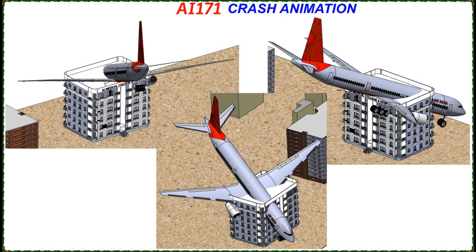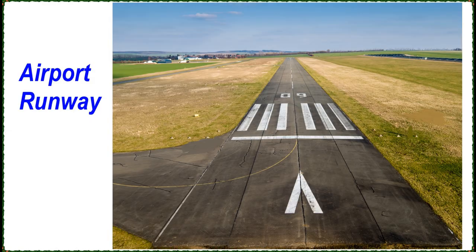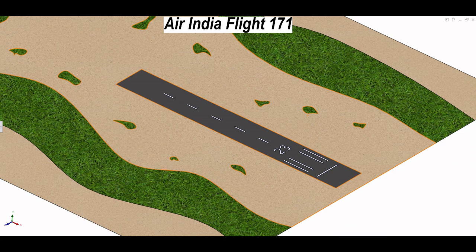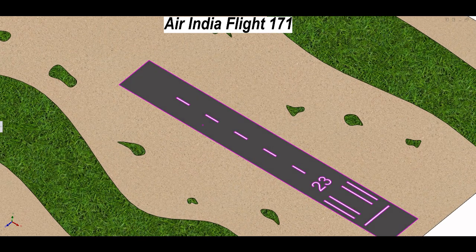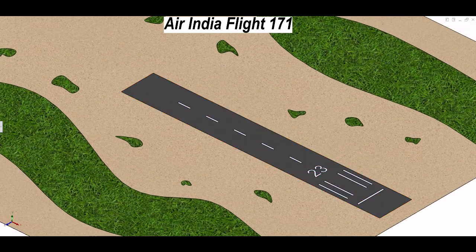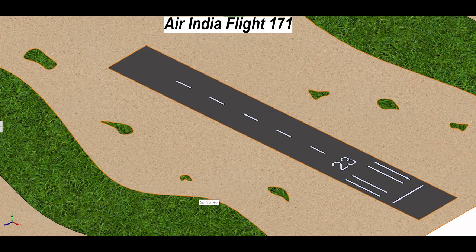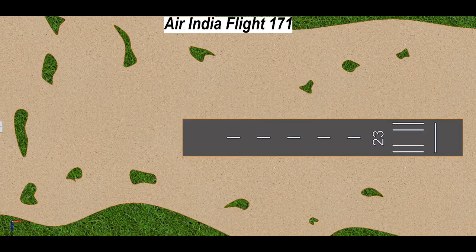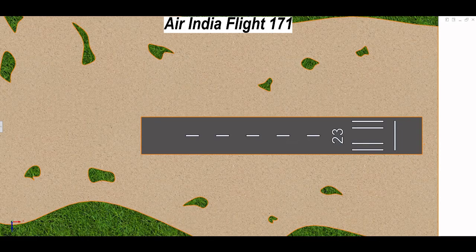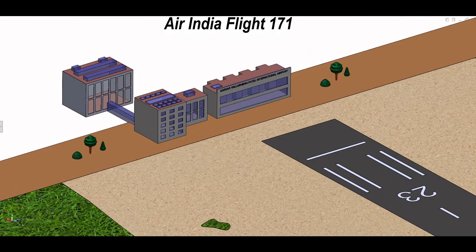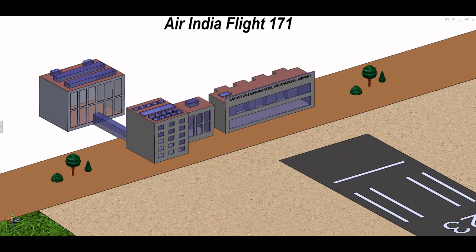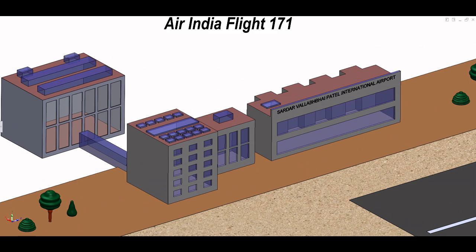Here I would like to do a small 3D animation of the AI 171 Ahmedabad crash in SolidWorks. This is a real picture of an airport runway. In relation to that, this is a runway created in 3D with number 23 to mimic the actual Ahmedabad International Airport runway. 3D visualization of the runway and airport building with zooming in.